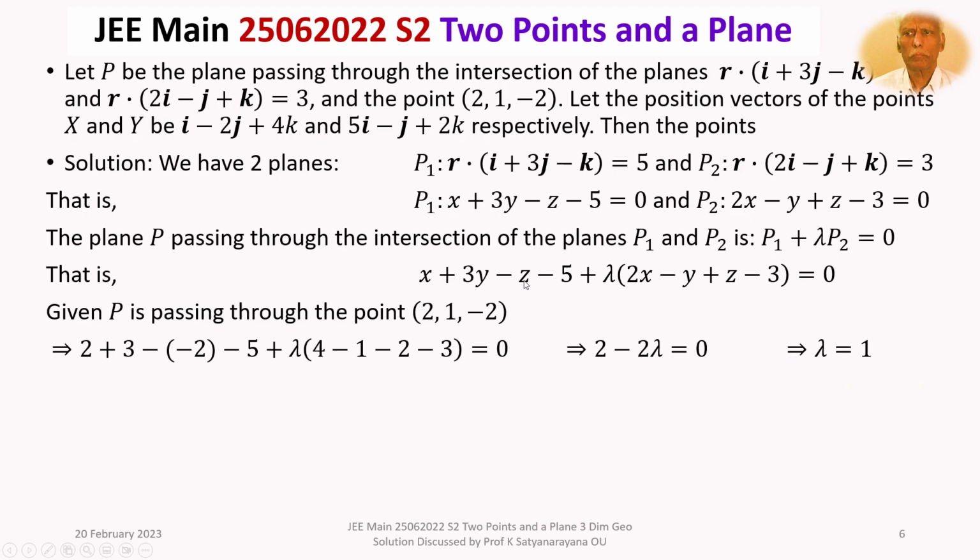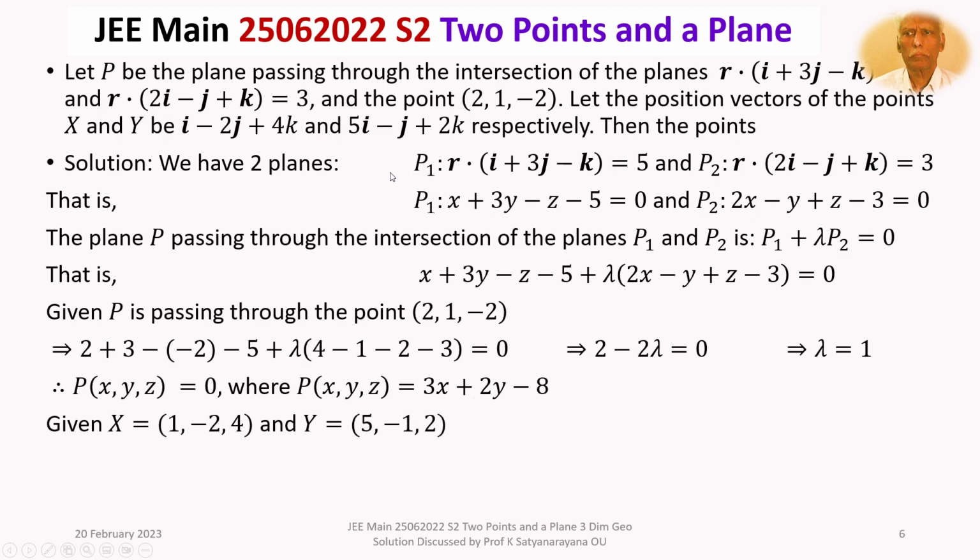Now put lambda is equal to 1 in the above equation. Then you will get x plus 2x, that is 3x, 3y minus y plus 2y, minus z plus z is 0, minus 5 minus 3, minus 8. Therefore, the equation of the plane is P(x, y, z) is equal to 0, where P(x, y, z) is 3x plus 2y minus 8. We are given capital X and capital Y, 2 points whose position vectors are i minus 2j plus 4k and 5i minus j plus 2k respectively. Therefore, capital X is the point (1, minus 2, 4), and capital Y is (5, minus 1, 2).